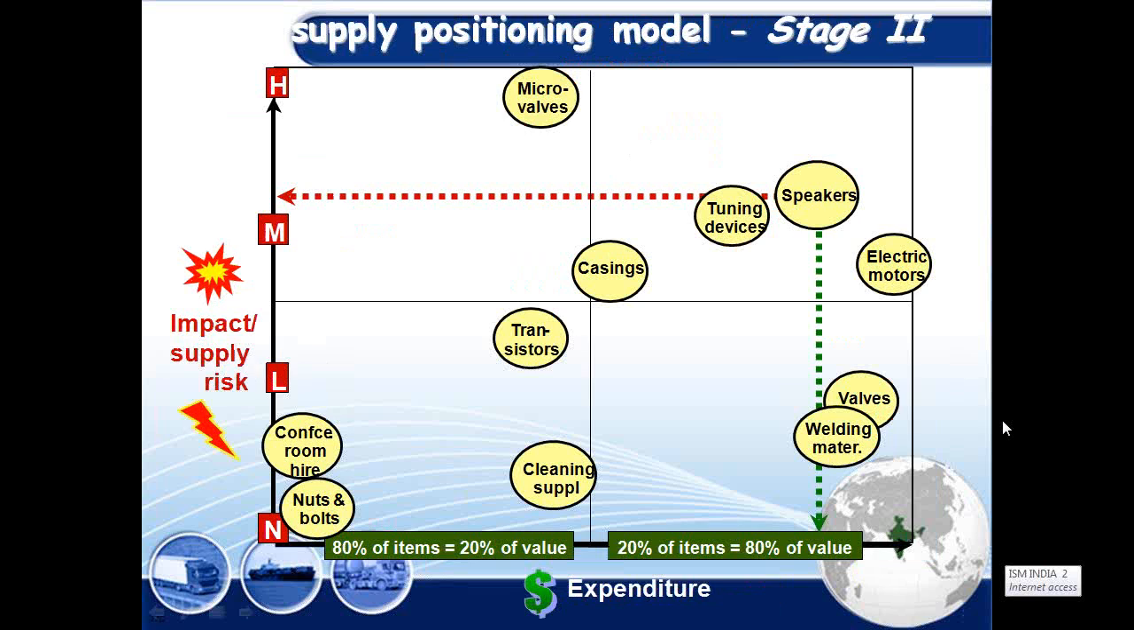Now, supply positioning, looking at those two things, I've combined the two. So again, we come back to the supply positioning model. On the x-axis, I've got expenditure, and the y-axis is now combined impact and supply risk. So you are looking at the impact and the supply risk starting from negligible N, L is low, M is medium, H is high. The same items have been put again depending on whether they come under the 80-20 rule, which box they come in, and what their impact is. So this is what we call stage 2.